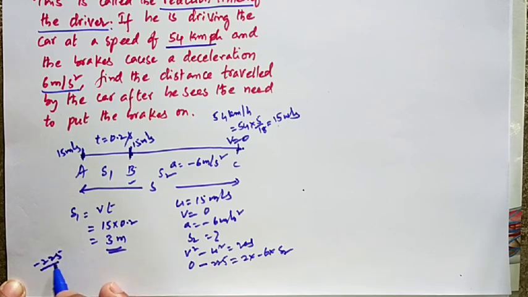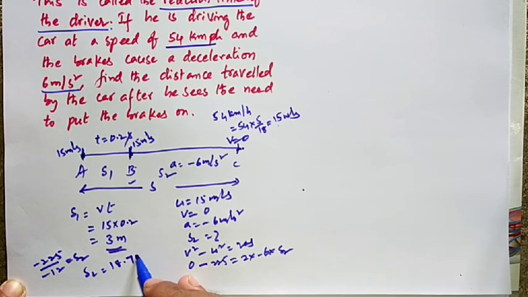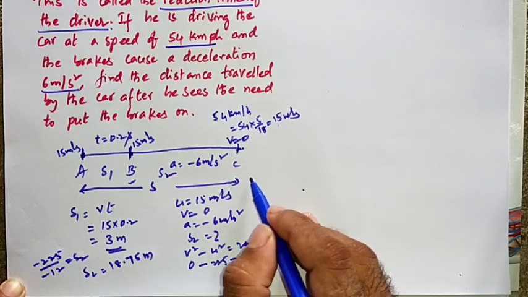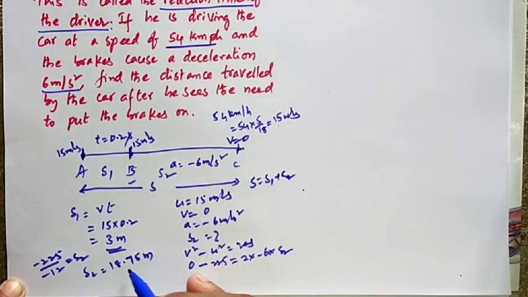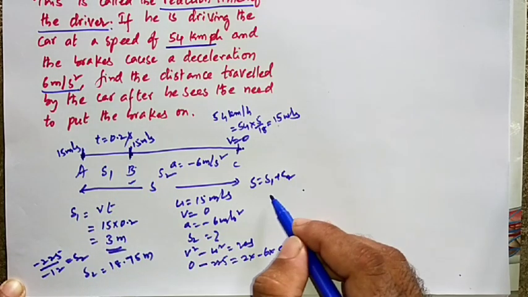Minus 225 by minus 12 is S2. So if you simplify that, you will get the S2 value as 18.75 meters. Then what is the total distance? S1 plus S2. S2 is 18.75, S1 is 3. Then how much is that?